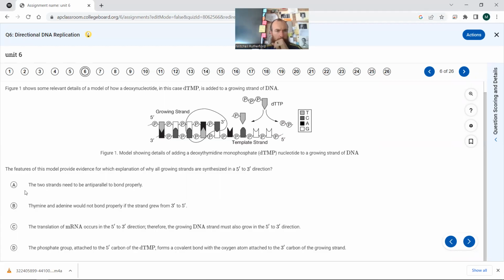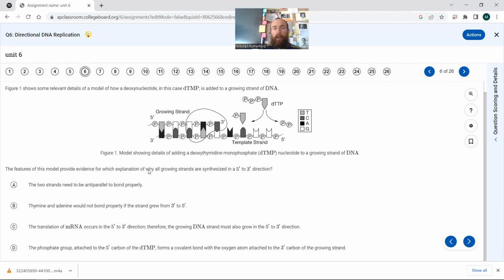So they're asking for evidence. This is a provide-evidence question, okay? So it's not asking for what's true. This is asking what does this model give us evidence for? And it says the word why. So if you're underlining this thing, you're writing evidence why, okay?